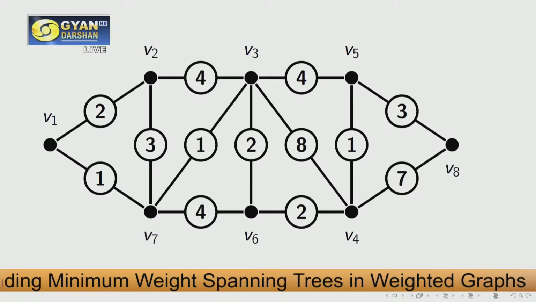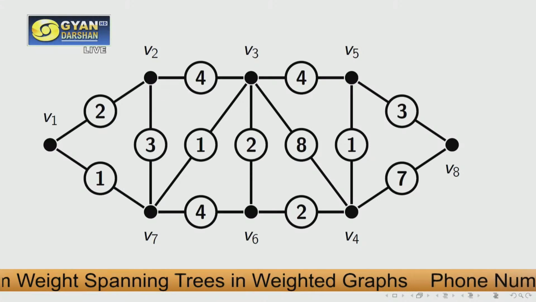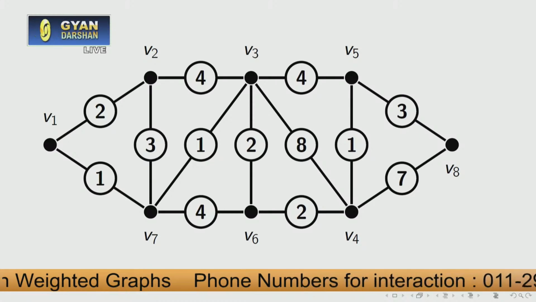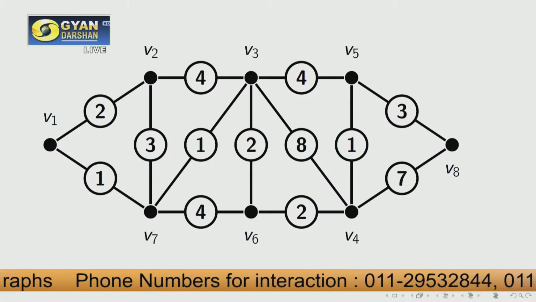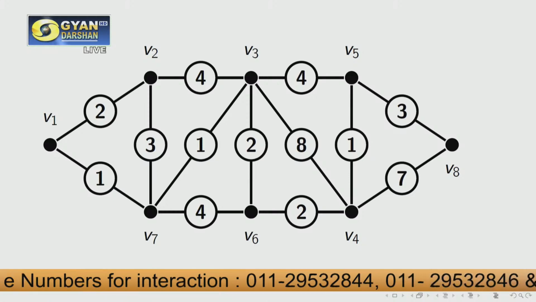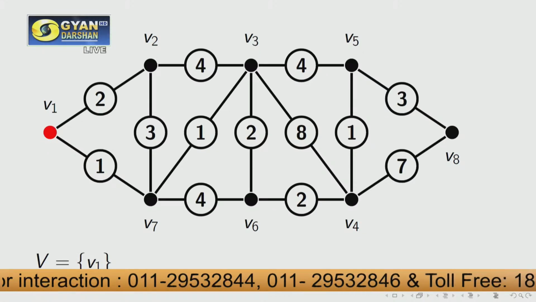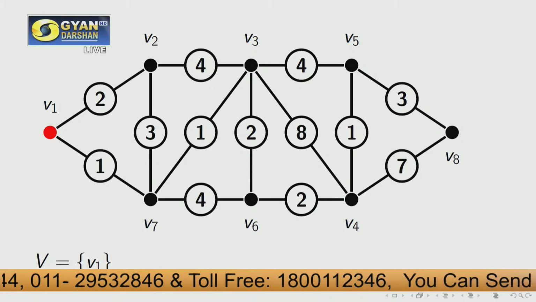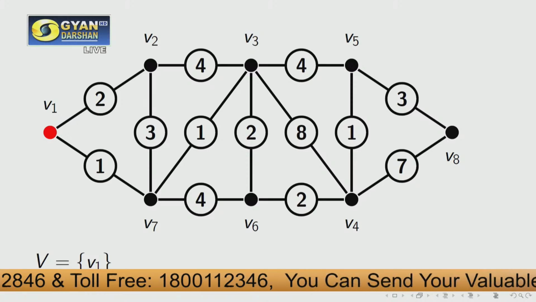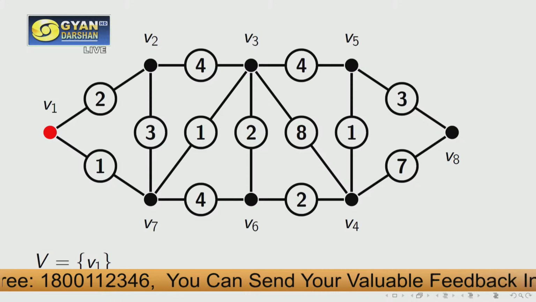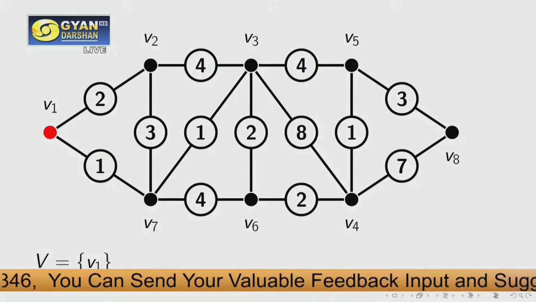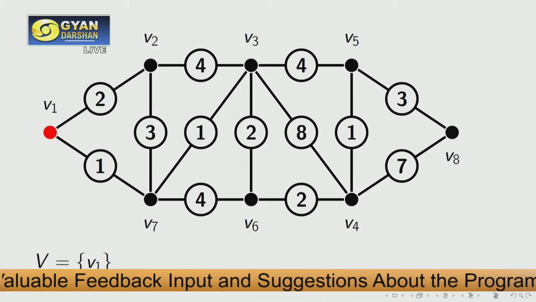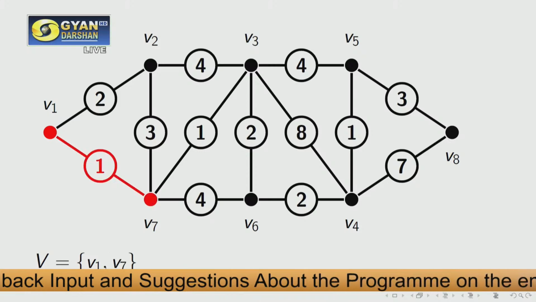So look at this graph. It has 8 vertices, and the graph is weighted and connected. So we start with, say, vertex V1. Initially there is only one vertex in V, and there is no edge. So we select the minimum possible weight edge, and that is the edge V1, V7. So we select this edge.